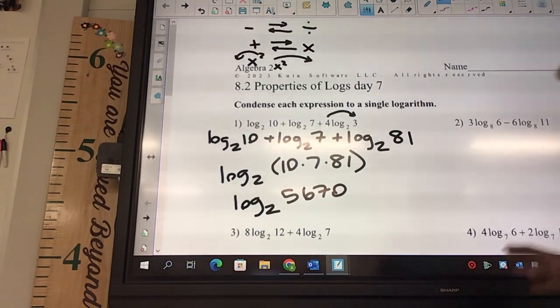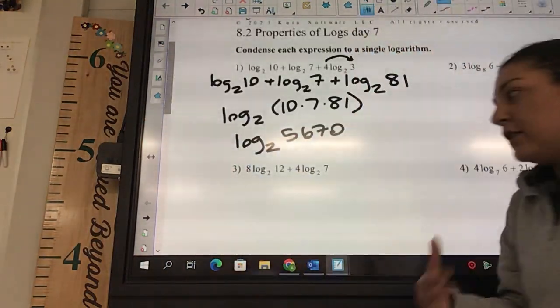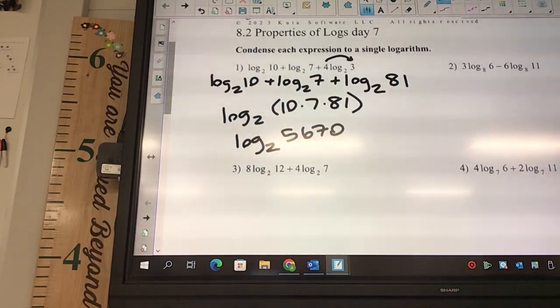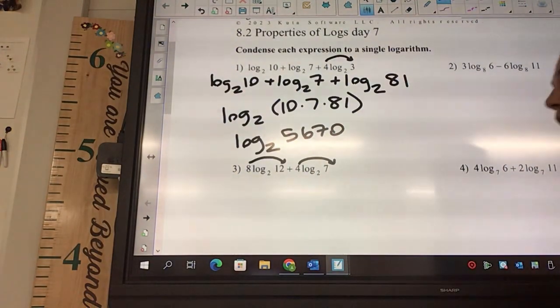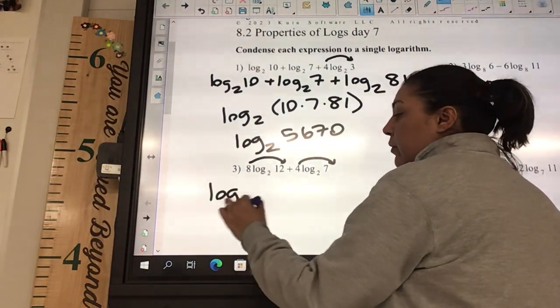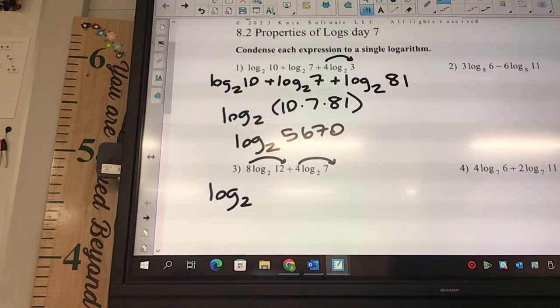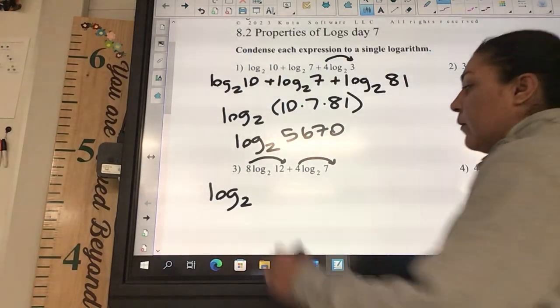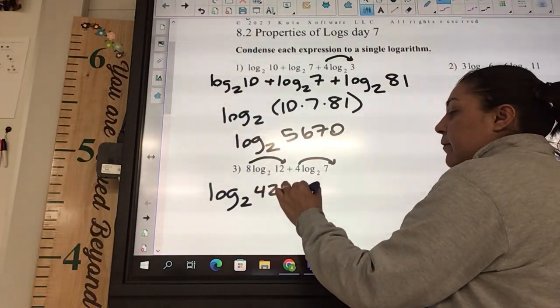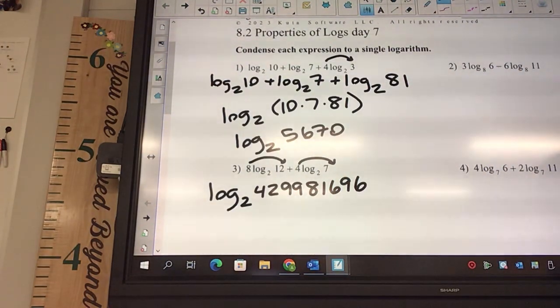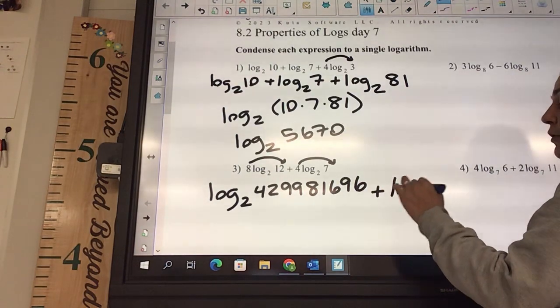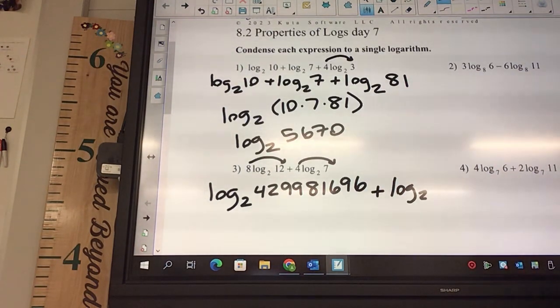Okay, so if we look at number 8, our first step is to check and see if there's anything in front of the logs. And in this case, there is. So you need to move this and move this. Okay, so really we're looking at log 2, 12 to the 8th power. 4299 4299. 81696. Okay, plus log 2 of 7 to the 4th power.